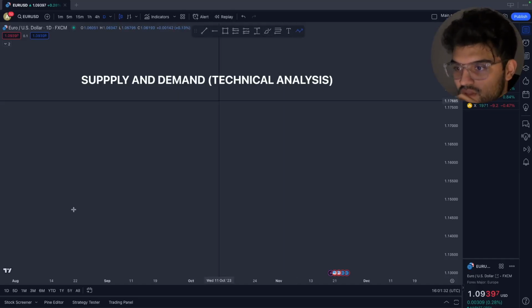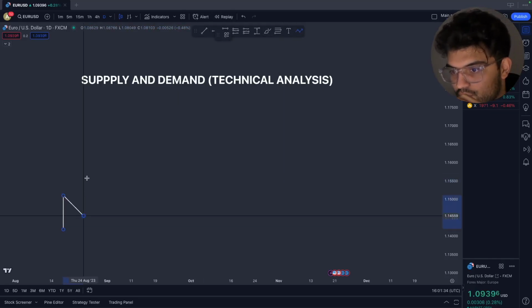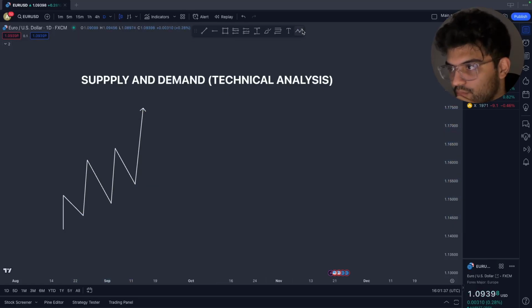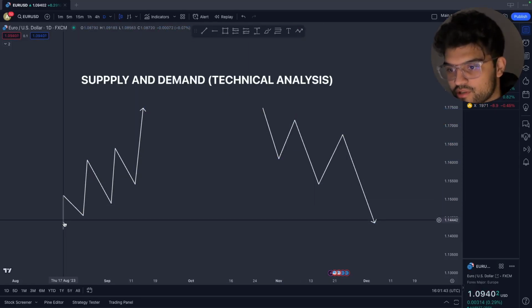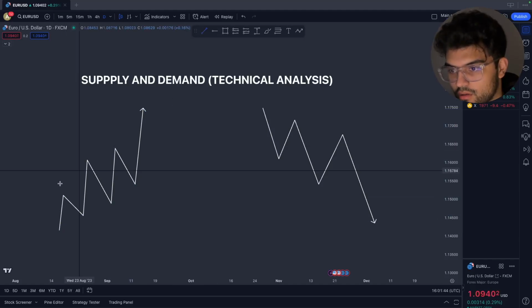So if we just look at two trends, a bullish trend and a bearish trend. This is our bullish trend and this is our bearish trend. As you see, every time we break structure, and I'll mark that by this, we break structure there, we break structure right there, and we break structure right there. So we have three breaks of structure.